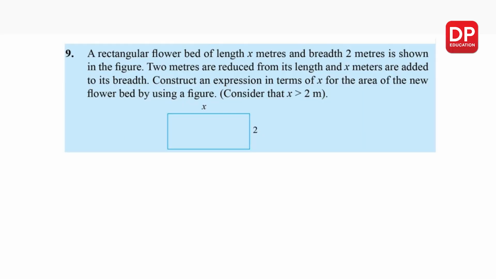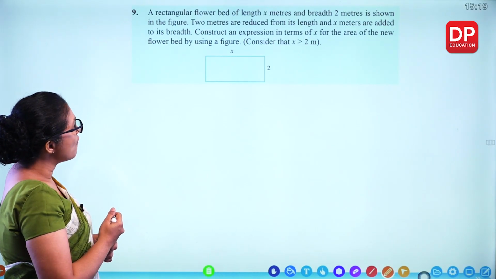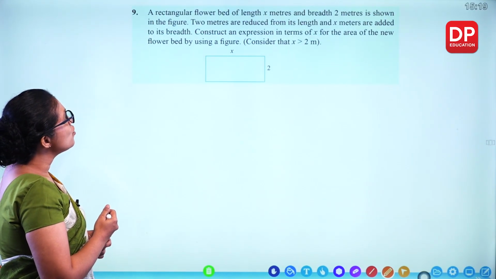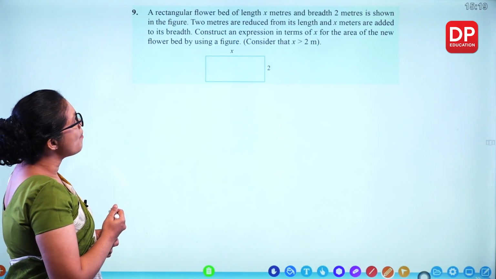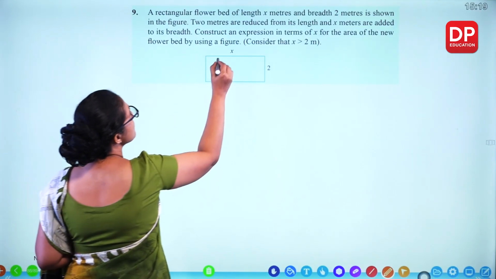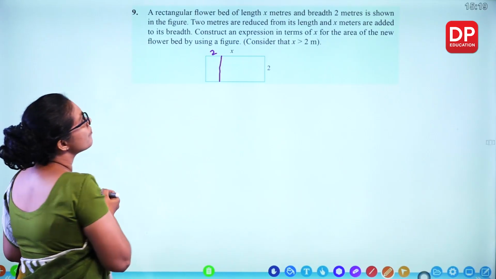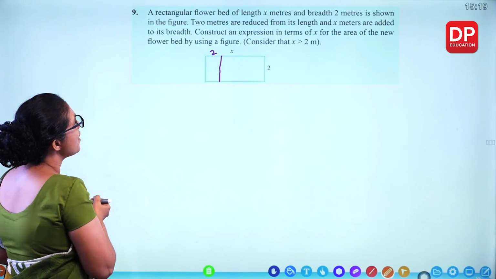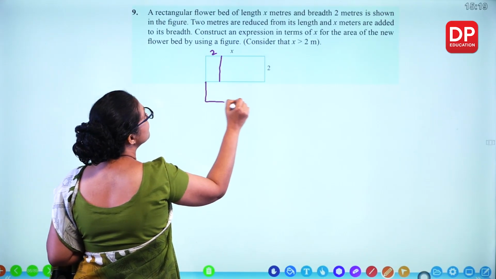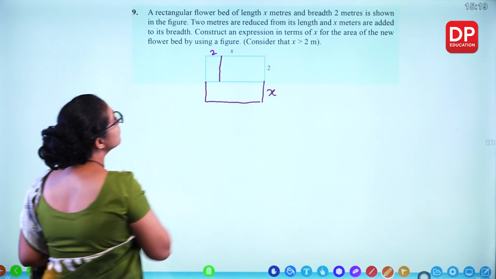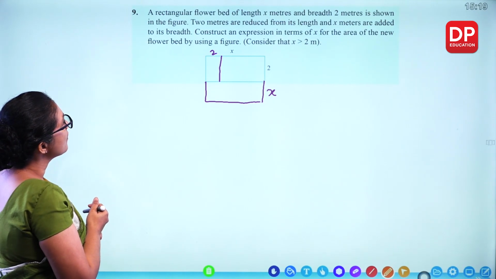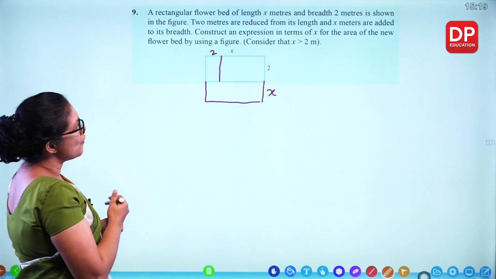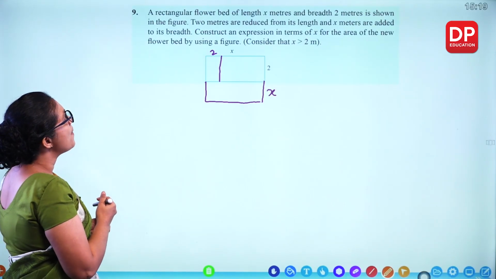Another question. Question number 9. A rectangular flower bed of length x meters and breadth 2 meters is shown in the figure. 2 meters are reduced from its length, and x meters are added to its breadth. Then construct an expression in terms of x for the area of the new flower bed by using a figure.